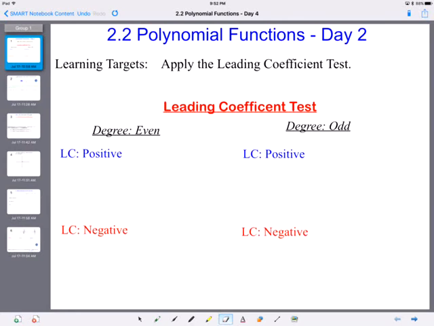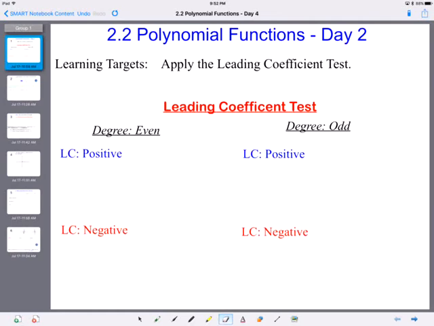Welcome to section 2.2, polynomial functions, day 2. One of the big things we're going to work on tonight is applying the leading coefficient test. We're also going to talk about something called multiplicity and what that does to the graph. Alright, let's go ahead and get started.